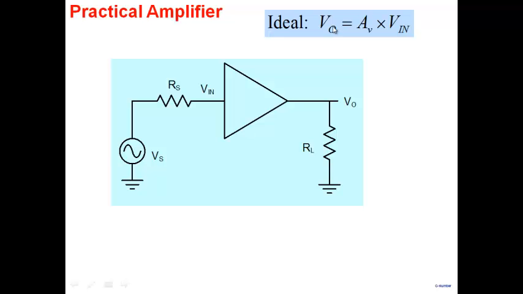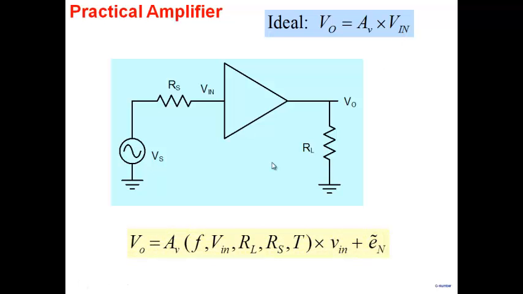So, the ideal amplifier, coming back to the voltage amplifier, is V0 equals AV times Vin. But in practice, what you will find is that this gain is not just a constant. Gain depends on many things. Gain depends on frequency.